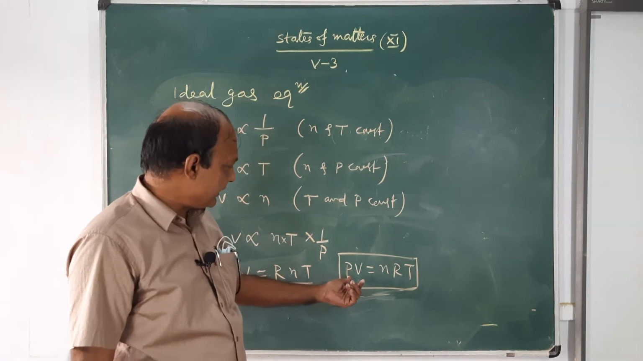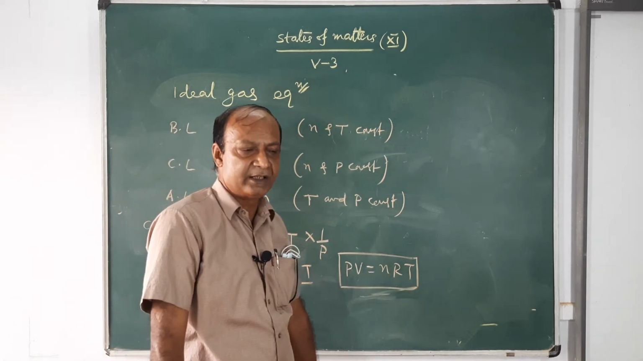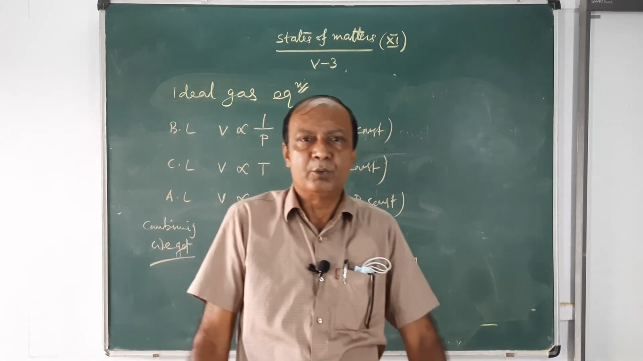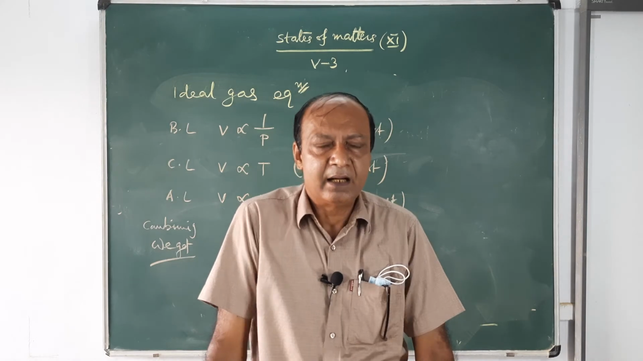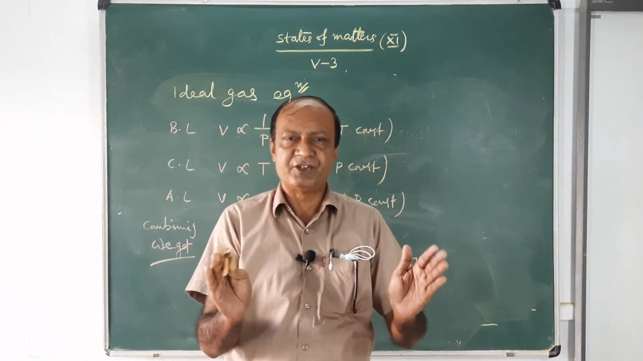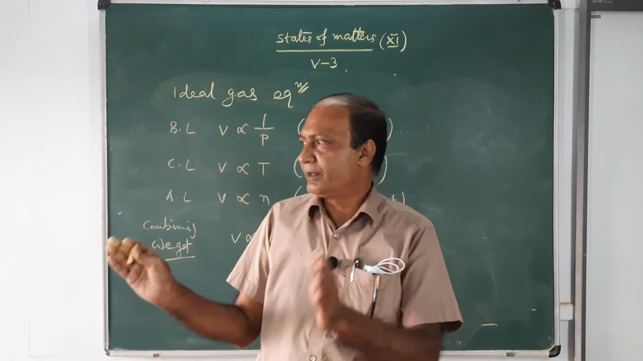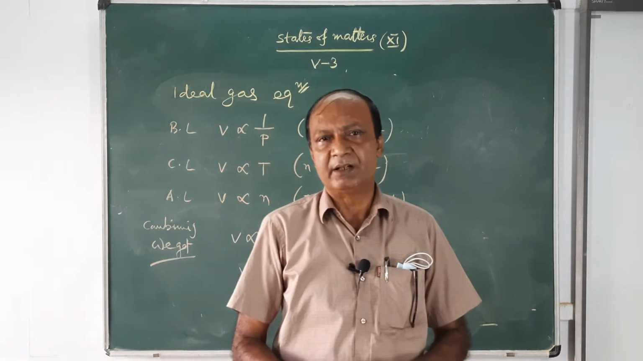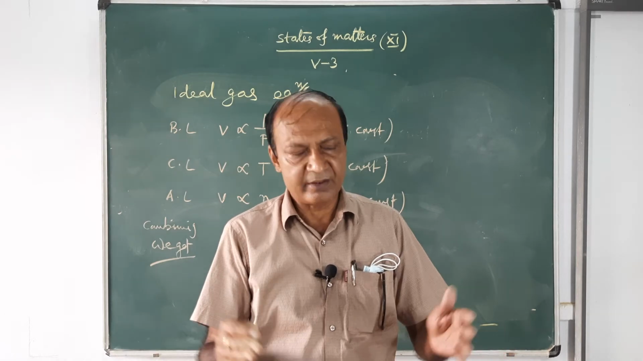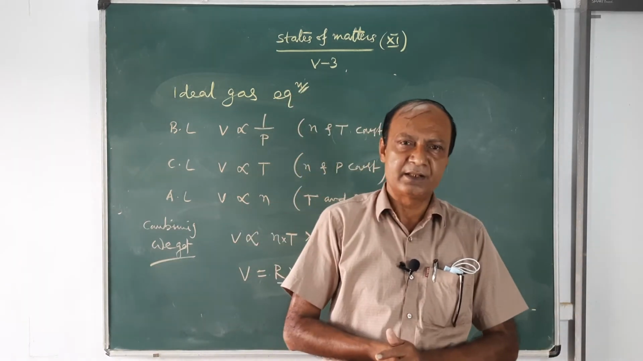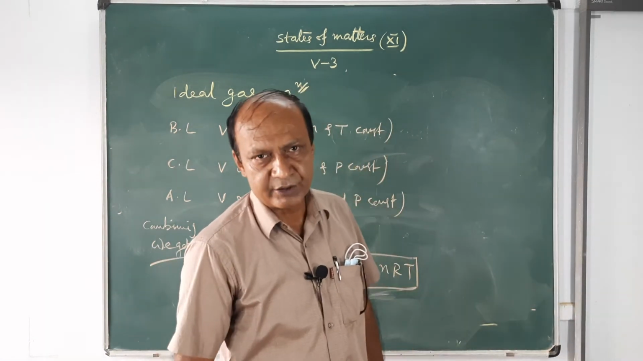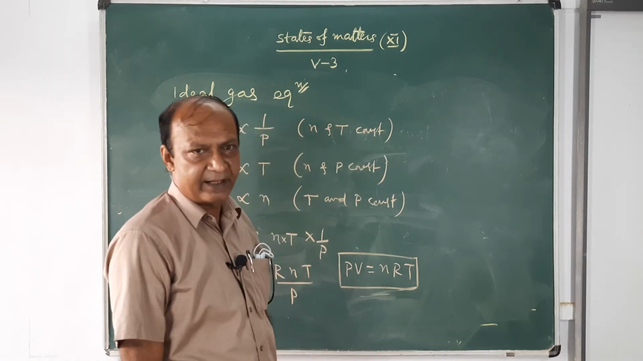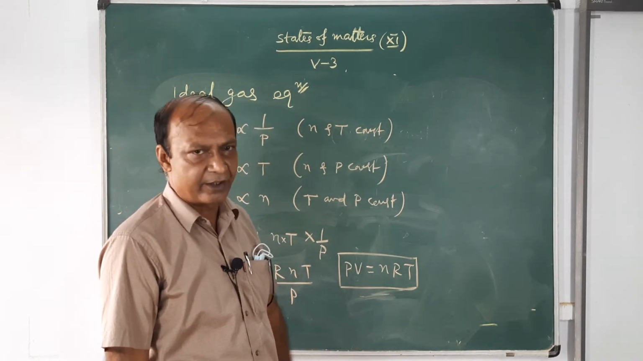Today we are talking about PV equals nRT. This equation is obeyed by almost all the real gases under a range of temperature and pressure. So what is our range? Under ordinary ranges of temperature and pressure, most of the real gases obey the ideal gas equation. That's why we cannot deny its importance. This is a very important relation.